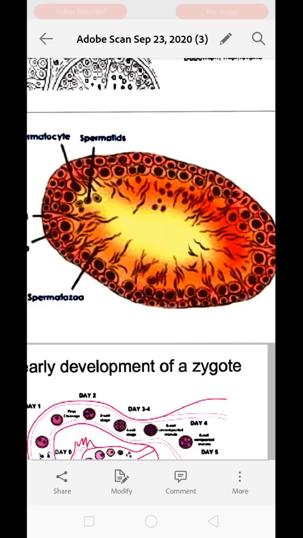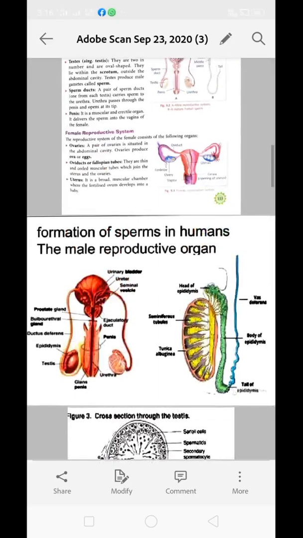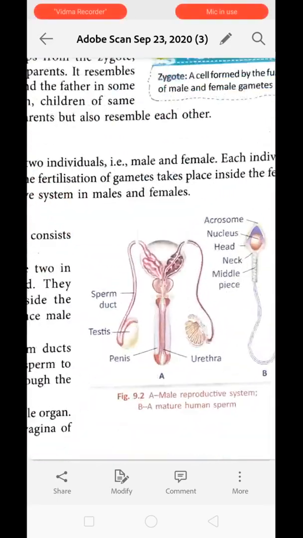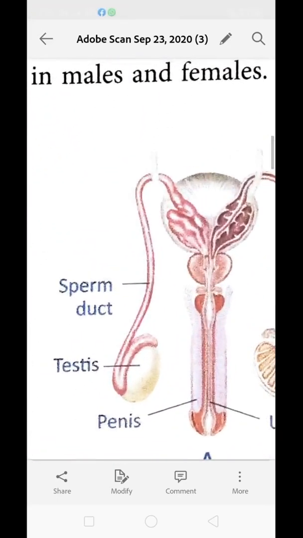They mature, and after that they transfer into the second part of the male reproductive organ. The second part of the male reproductive organ is the sperm duct, which is connected with the testis. A pair of sperm ducts, one for each of the testes.